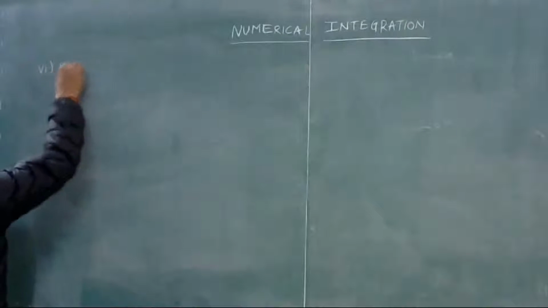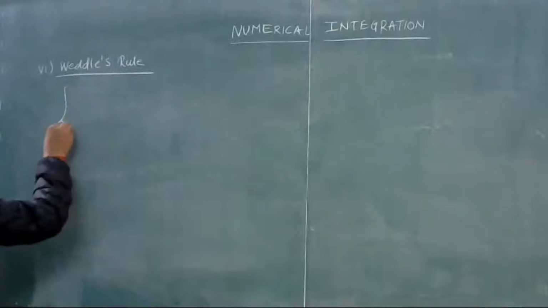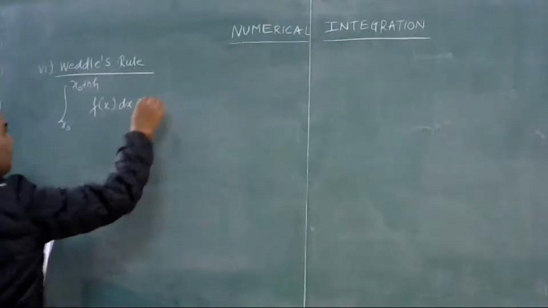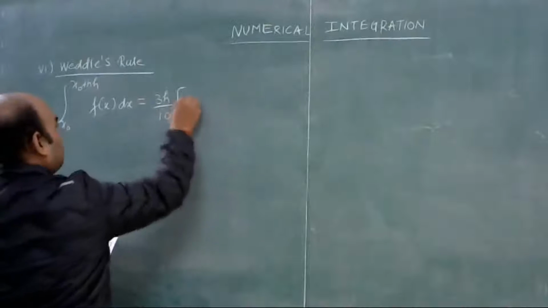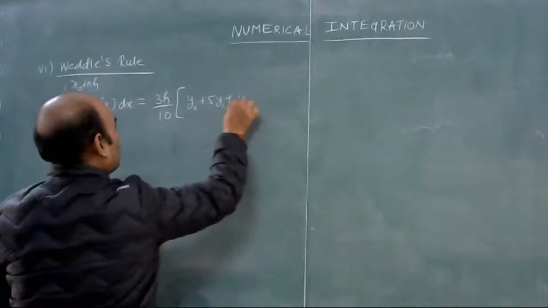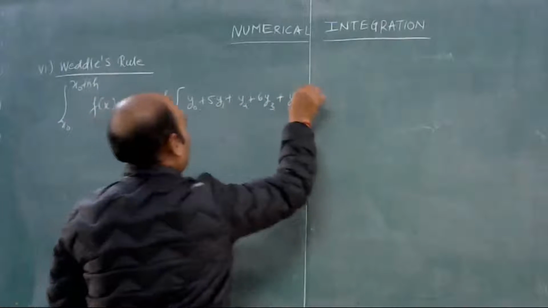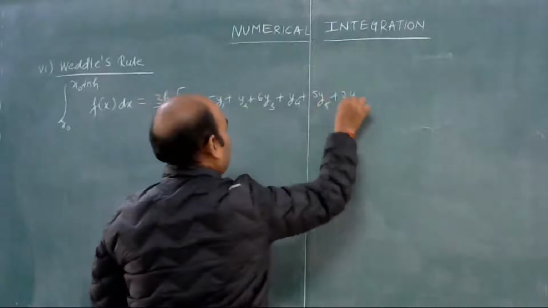Next, fourth is Weddle's rule. The integral from x naught to x naught plus n h of f of x dx is equal to 3h/10 times y naught plus 5 y1 plus y2 plus 6 y3 plus y4 plus 5 y5 plus y6.